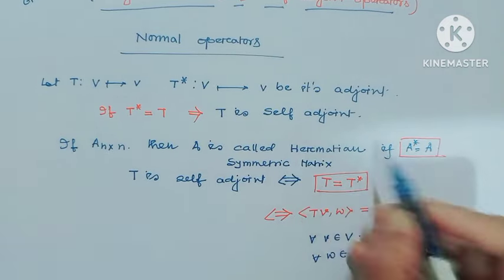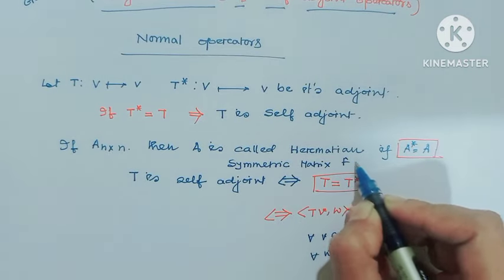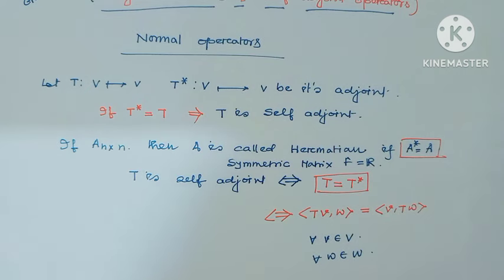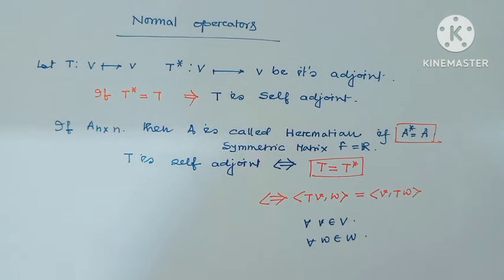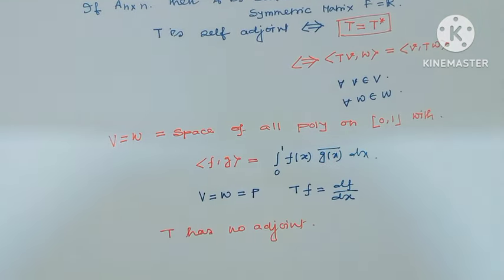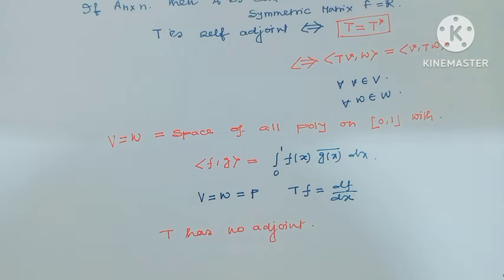When the field is real, if A star equals A, that means T is self-adjoint. T is self-adjoint if T equals T star, and in inner product notation, the inner product of TV with W is equal to the inner product of V with TW, and this is true for all V and for all W belonging to the vector space. Now I will see one operator which has no adjoint.